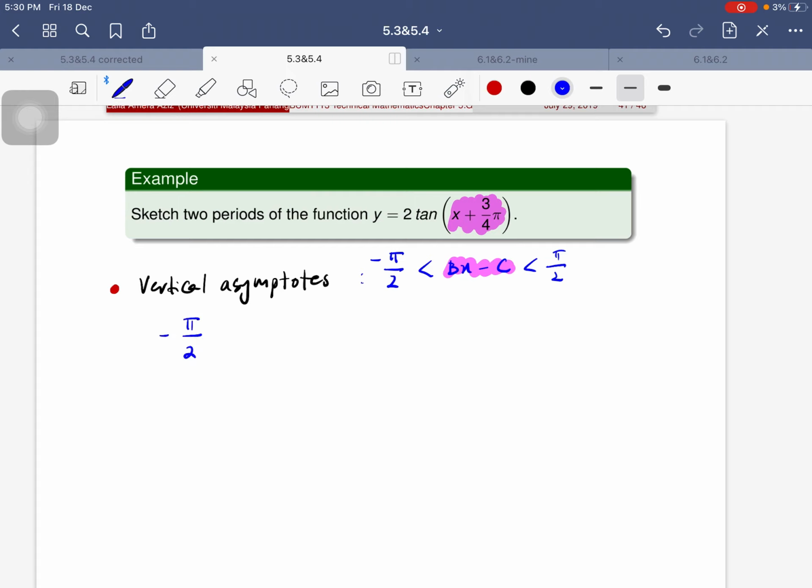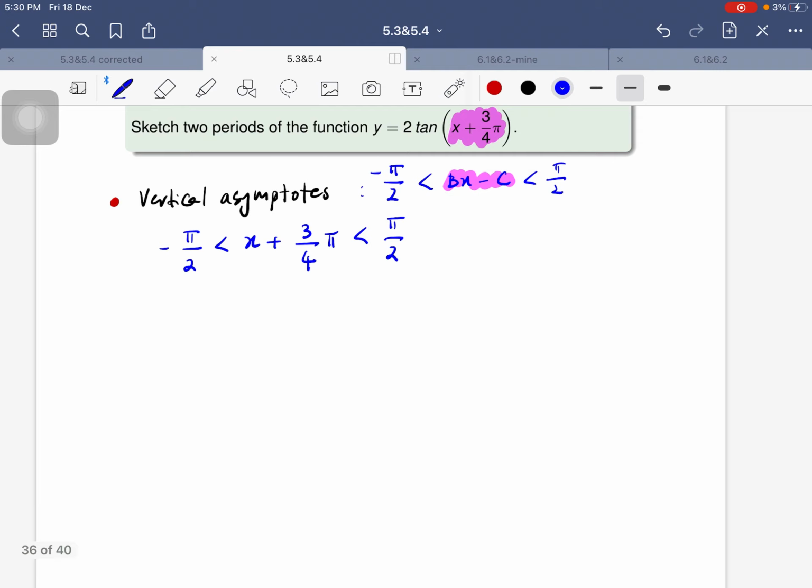So I'm going to have negative pi over 2 is less than x plus 3/4 pi is less than pi over 2. What you have to do is solve for x, meaning that you only leave x in the middle. Anything else that is not x, you have to bring to the left and to the right. When I said that, I was actually referring to this function right here.